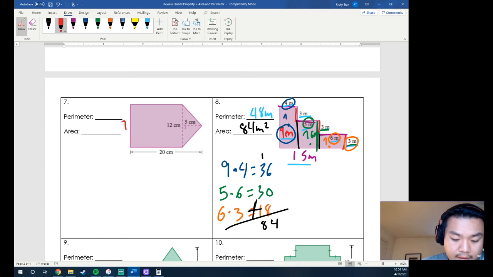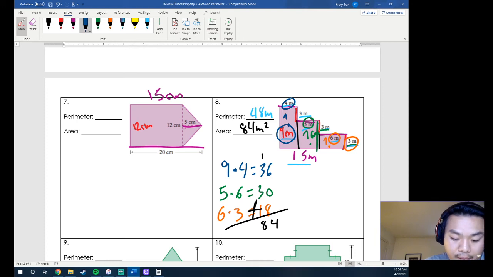we need this length and this length. Okay, this is where it gets a little different. Well, the red length is 12 centimeters because it's the same. The purple length is actually just going to be this length subtracting this length. So 20 minus 5, or 15 centimeters.